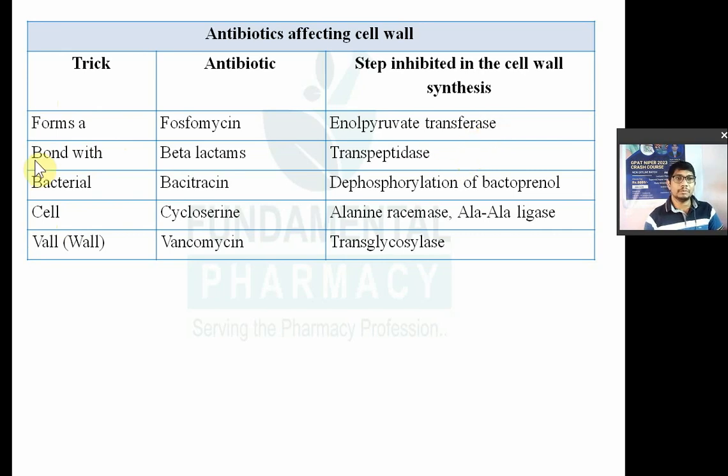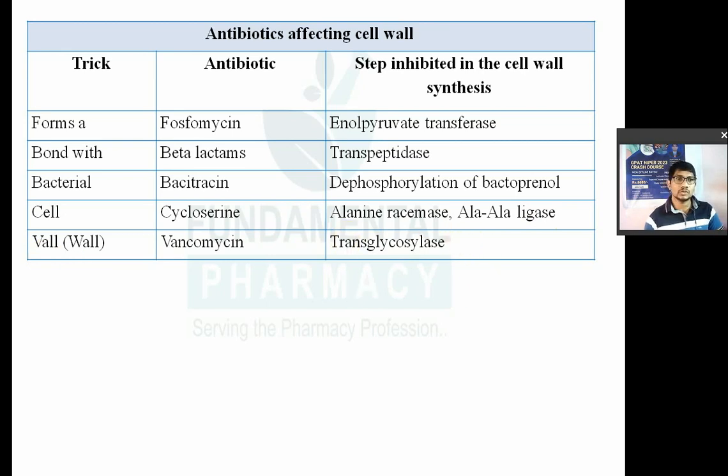B for beta lactam antibiotics, so they inhibit the enzyme transferase. Bacterial, that is bacitracin, it inhibits the dephosphorylation of bactoprenol. Okay. Then cell, for cycloserine. So cycloserine inhibits the alanine racemase and alanine ligase. Wall, for vancomycin, it inhibits the transglycosylase enzyme.